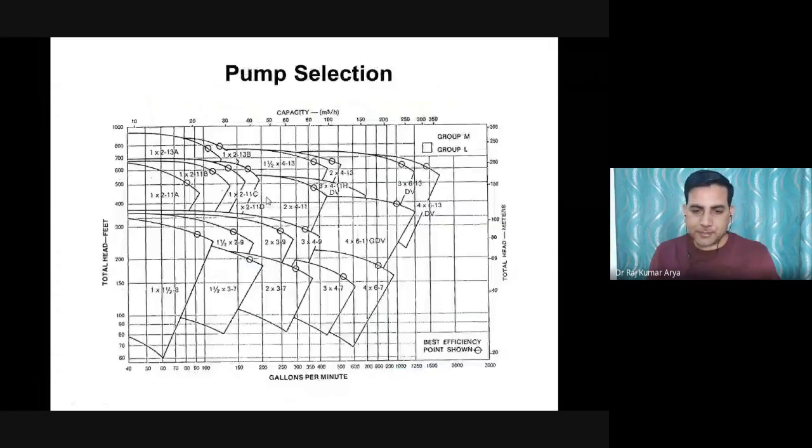Okay. Now these are the different pumps. How would you select the pump? So this is the total head and this is the gallons and the capacity. And now you have a discharge diameter of the pump here. Based on that, you can choose which diameter pump can be chosen here.